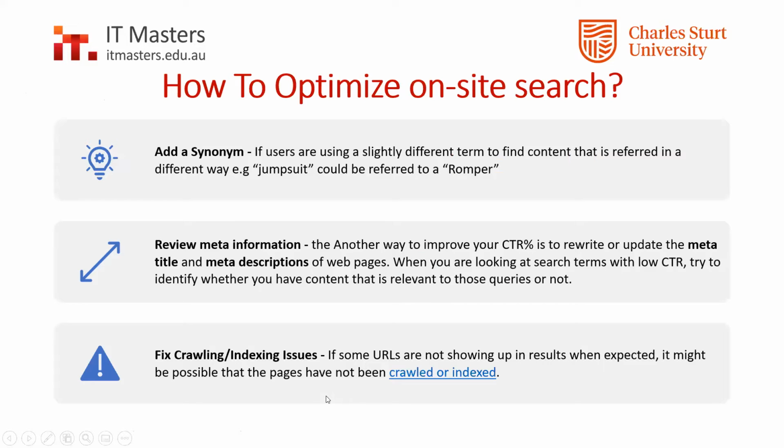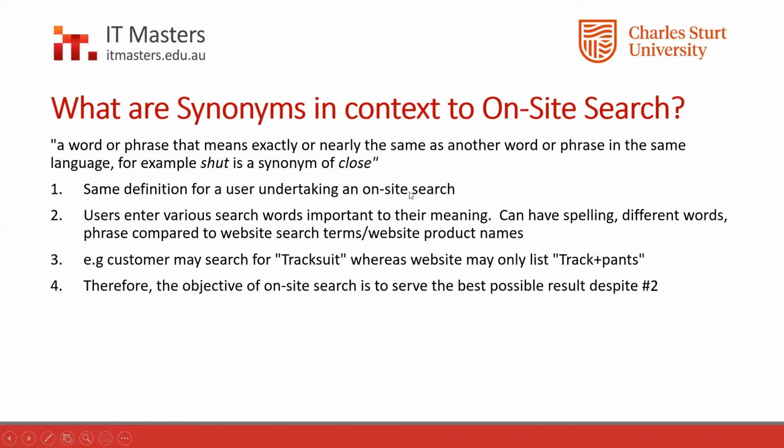So how do you optimize site search, on-site search? You can add a synonym, and if users are using a slightly different term, so I've used an example. What is a synonym in context to on-site search? It's a word or a phrase that means exactly or nearly the same as another word or phrase in the same language. For example, shut is a synonym of close. So it's the same definition for a user undertaking an on-site search.